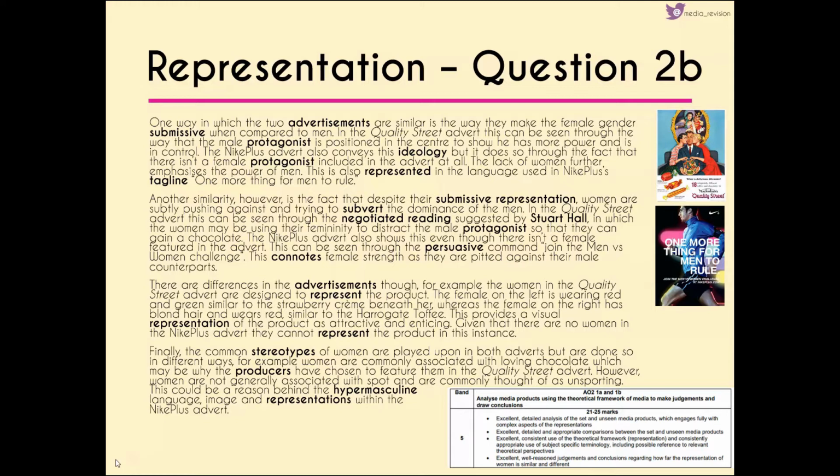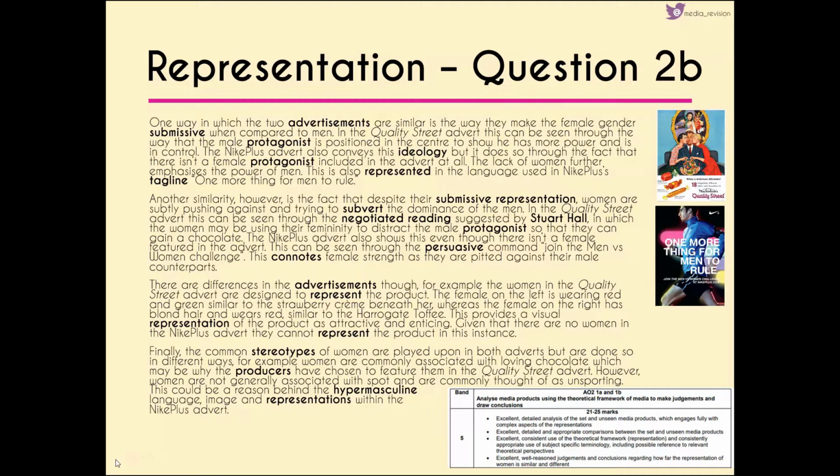There are differences in the advertisements though. For example, the women in the Quality Street advert are designed to represent the product. The female on the left is wearing red and green, similar to the strawberry cream beneath her, whereas the female on the right has blonde hair and wears red, similar to the Harrogate toffee. This provides a visual representation of the product as attractive and enticing. Given that there are no women in the Nike Plus advert, they cannot represent the product in this instance.